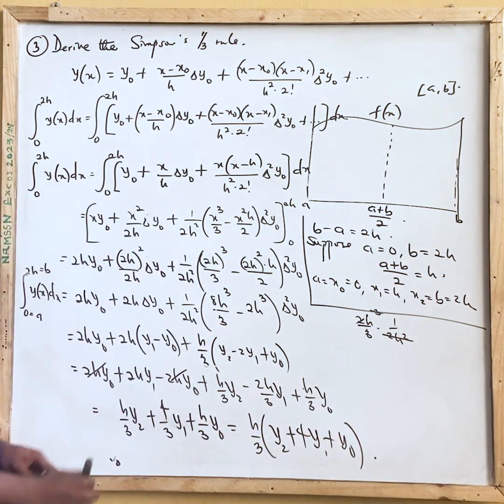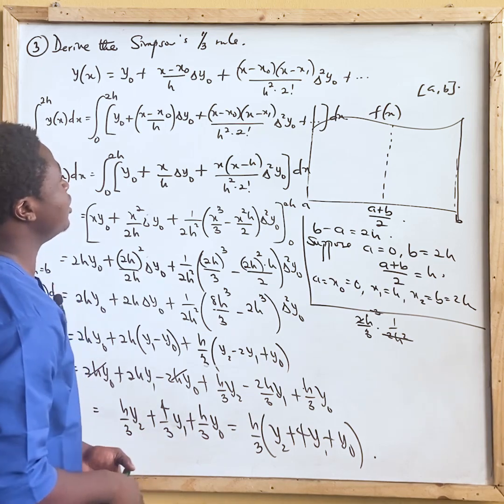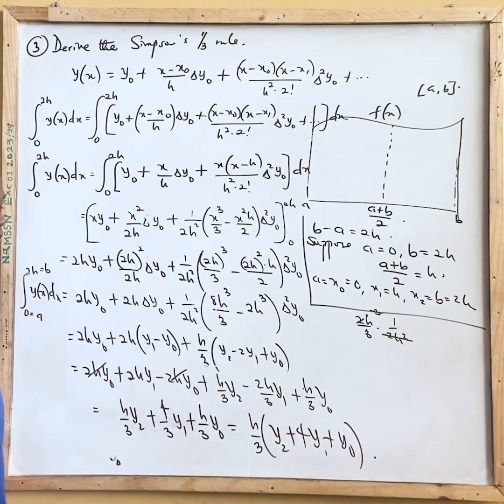So this is the Simpson 1/3 rule. This is how we derive the Simpson 1/3 rule.